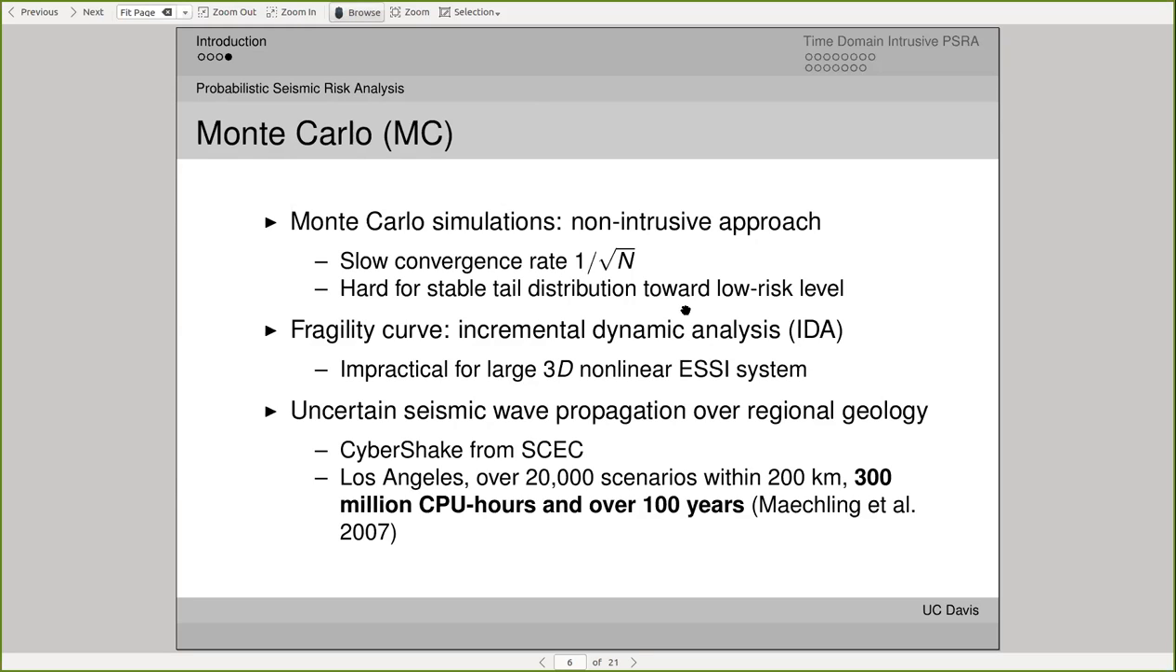important for risk analysis. But unfortunately, in our current framework, for example, we use incremental dynamic analysis to derive the structure fragility curve, which is essentially a Monte Carlo type simulation. You might need to run hundreds or even thousands of nonlinear dynamic structure analyses to get a structure fragility curve. And this is impractical for very large and complex realistic engineering earthquake soil structure interaction systems. And this is why we also need the uncertain seismic wave propagation approach.